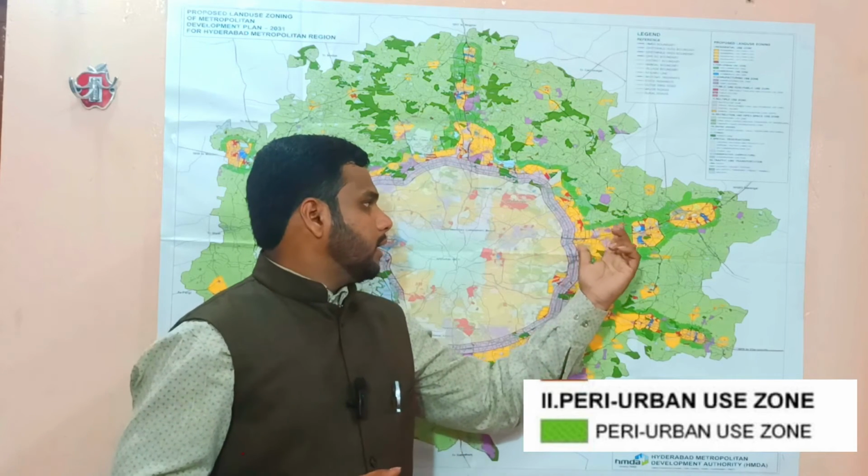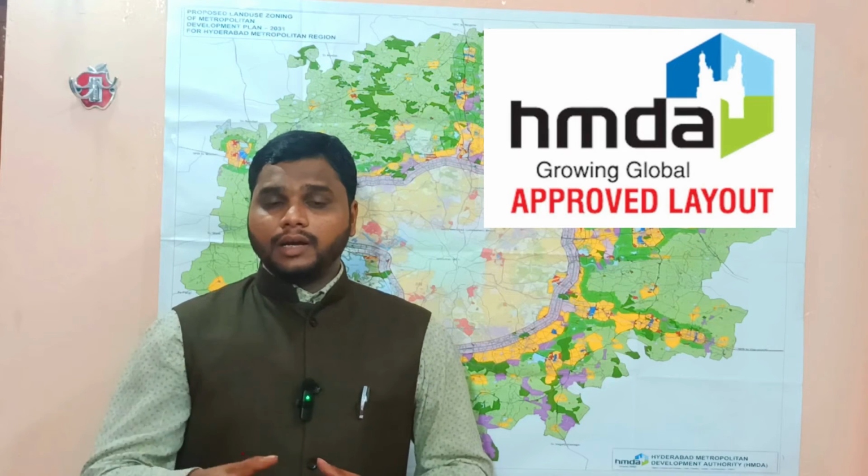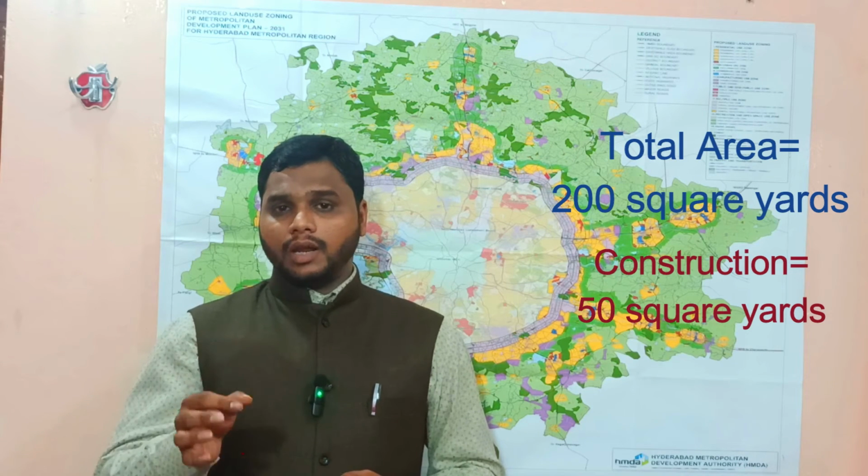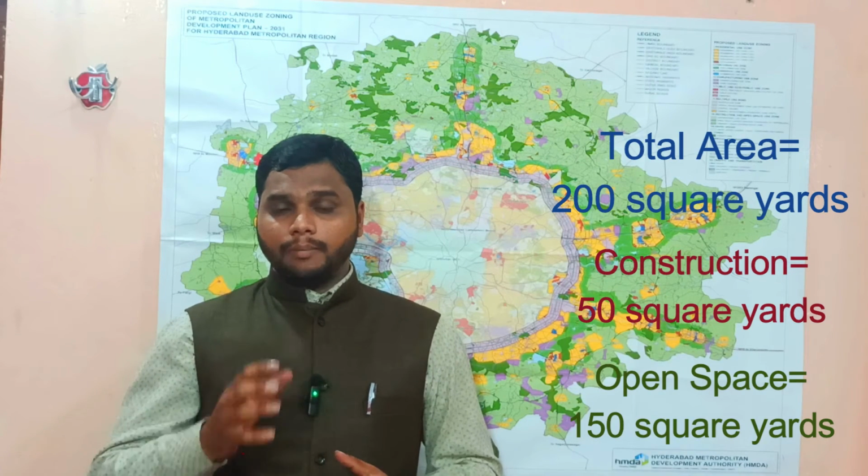Next, the third zone is Peri Urban zone, shown in parrot green color. This Peri Urban zone is mainly present in between R1 zone and R2 zone. Be very careful while buying land in this zone because you will get an HMDA approval in this Peri Urban zone. But if you wanted to construct your house, you can construct house only on 25% of your land. That is, suppose if you have about 200 square yards of land, in that 200 square yards of land you can construct house on only 50 square yards. Remaining 150 square yards must be kept open. So, if you are buying land in this Peri Urban zone, buy at some cheaper price.